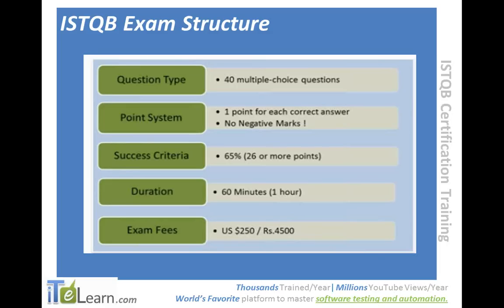It's all online exams, so you need to go to any Prometric centers for writing this exam. Exam fees in the US is around $250. In India it is around 4,500 or 5,000 rupees. As somebody is asking, it's expensive in the US. Yeah, that is how they have structured it.